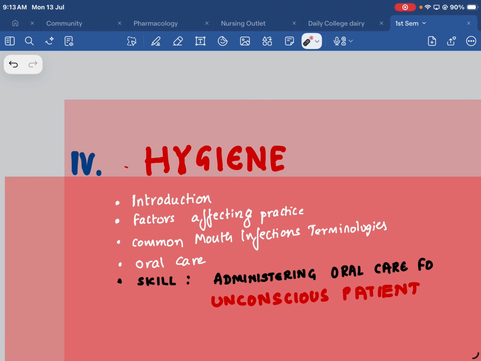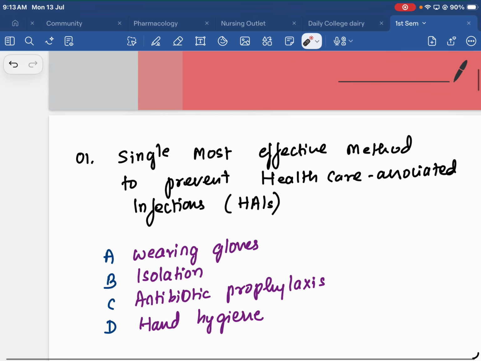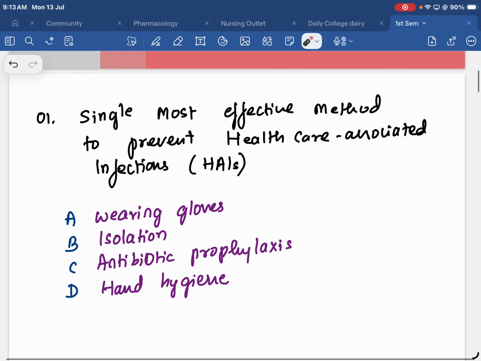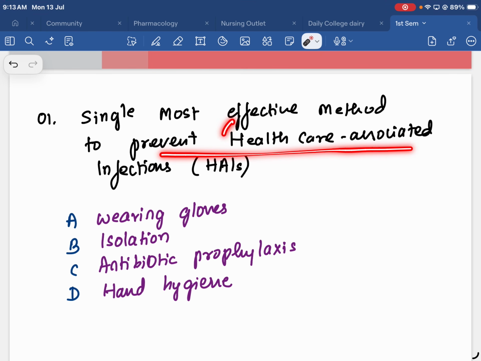So first, what is hygiene? Before that, do this activity. Tell me which is the single most effective method to prevent healthcare associated infections. Option A, wearing gloves. Option B, isolation. Option C, antibiotic prophylaxis. Option D, hand hygiene. Which one is the right answer?